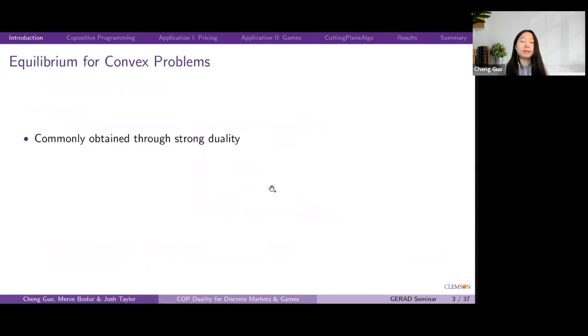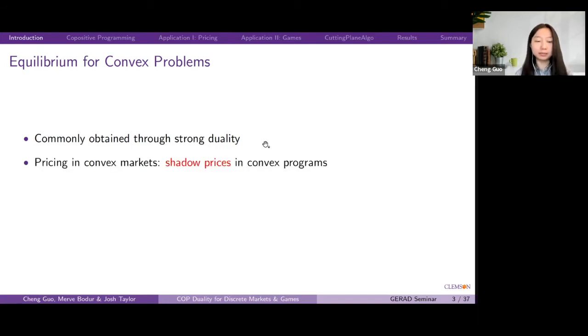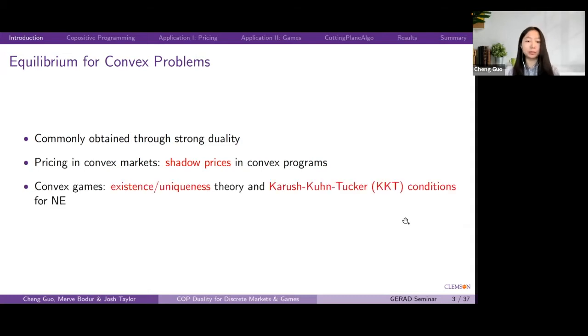If we luckily have a convex model for our problem, then the equilibrium point can commonly be obtained through strong duality. For example, if we want an equilibrium price in a convex market problem, we can just use the shadow price in the convex optimization problems for those models. And if we have convex games, which means each player is solving a convex optimization problem, then there are well-established theorems for the existence and uniqueness of Nash equilibrium. Also we can calculate the Nash equilibrium using Karush-Kuhn-Tucker, or KKT, conditions.